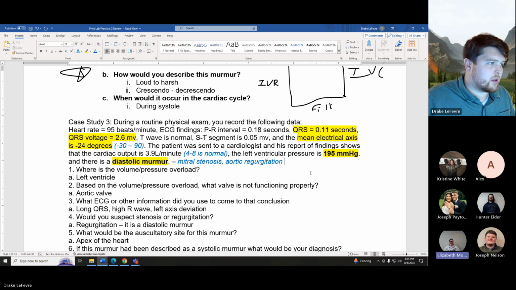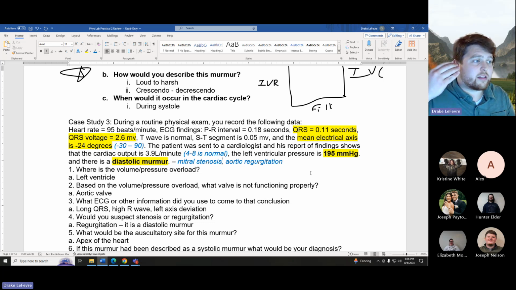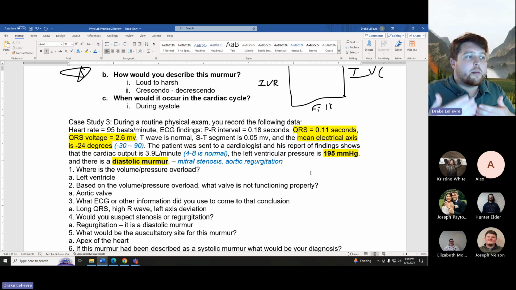Mitral stenosis. So mitral stenosis, think of everything kind of works backwards. If there's an issue with the mitral valve, it's going to affect the atria. If there's an issue with the aortic valve, it's going to affect the ventricle. So always look backwards from where the issue is.